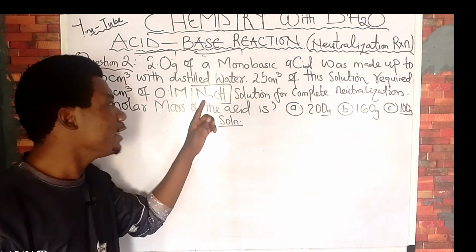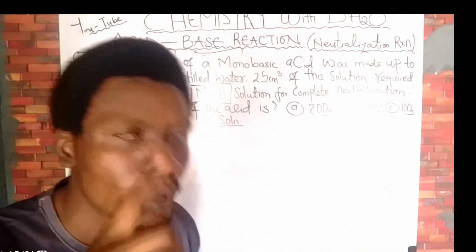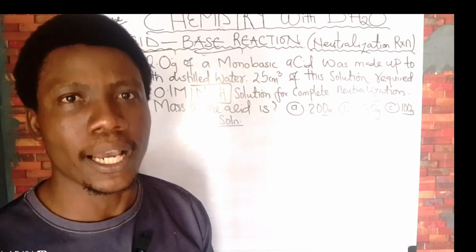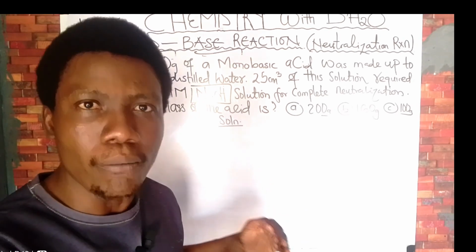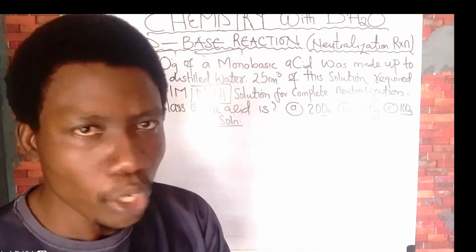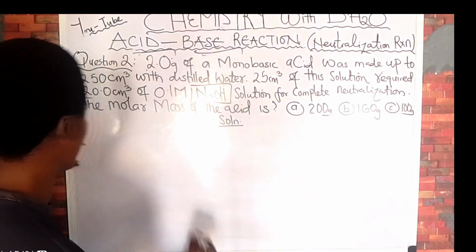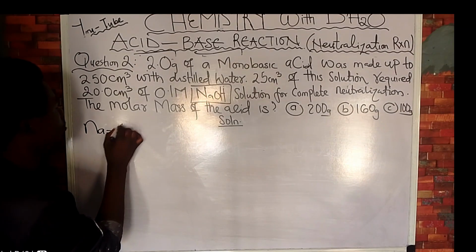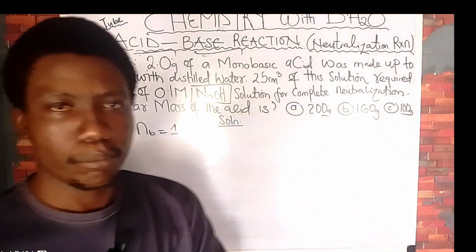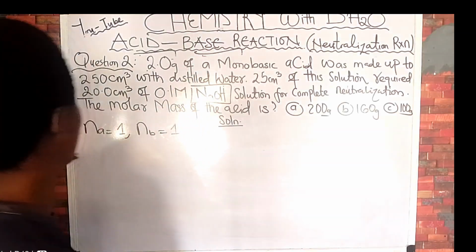Now, if you watch very well, this base is also monoacidic, meaning it contains one hydroxide. So if the acid contains one hydroxide and the base contains one hydroxide, it means the ratio of the number of moles of acid to the number of moles of base will be 1:1. We don't need to write the equation for the reaction. It will be 1:1. So let us do that first. We'll write Na equals 1, and Nb is also equal to 1. Why is it like that? Because the acid is monobasic and the base is monobasic.